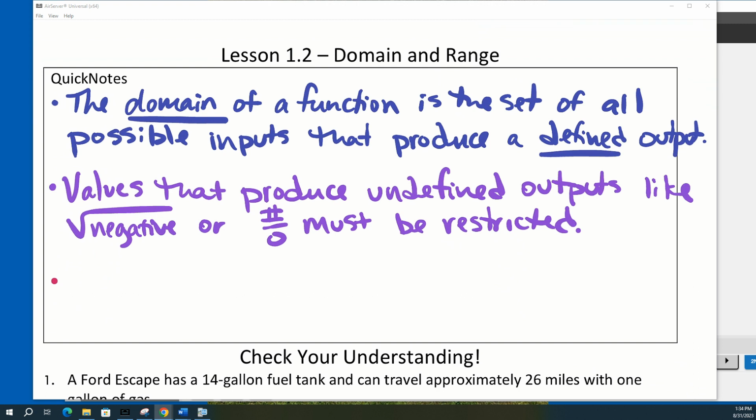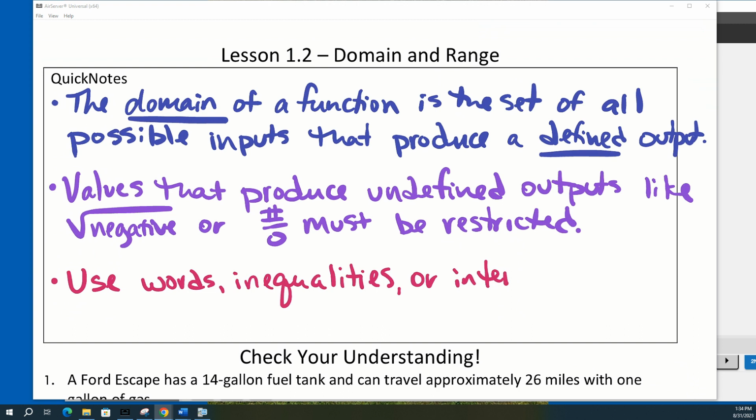All right. And to describe the domain, it's up to you. You can use words if you want to. You can use inequalities or you can use intervals. So use words, inequalities, or intervals to describe the domain.